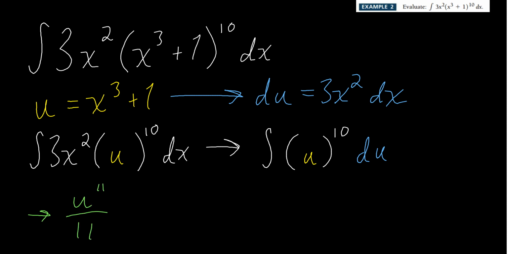U to the 11 over 11 plus c. Okay, so we made the substitution, and it became super easy to solve. Right, but we're not done yet. All right, why are we not done yet? Well, because my original equation didn't have a u in it, did it? Right, my original equation had x's.